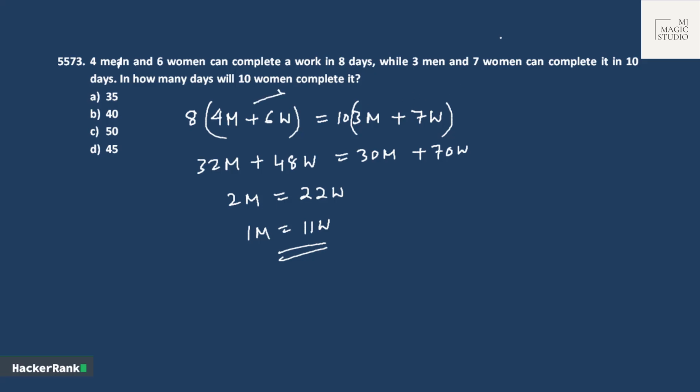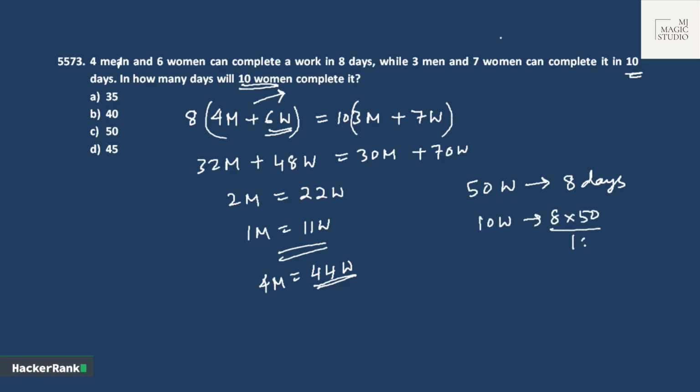Great. Now let me use the first one. 1m is 11 women, so 4m is 44 women. 44 plus 6 is 50. 50 women can complete the work in 8 days. Then 10 women would be completing it in 8 into 50 by 10. That is 40 days. This is how we solve these kinds of questions with the help of efficiencies.